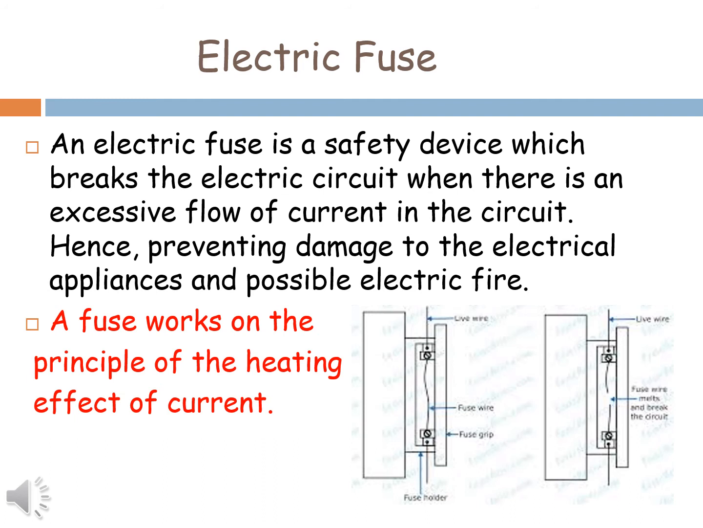Because it has a low melting point, it melts due to excessive current and breaks the circuit, and thus it stops the flowing current. So due to this, the damage to various electrical appliances can be prevented. When a fuse gets melted, a new fuse has to be fitted in its place to restore the electric current again in the household circuit. So we can say this electric fuse can prevent damage to our electrical appliances.